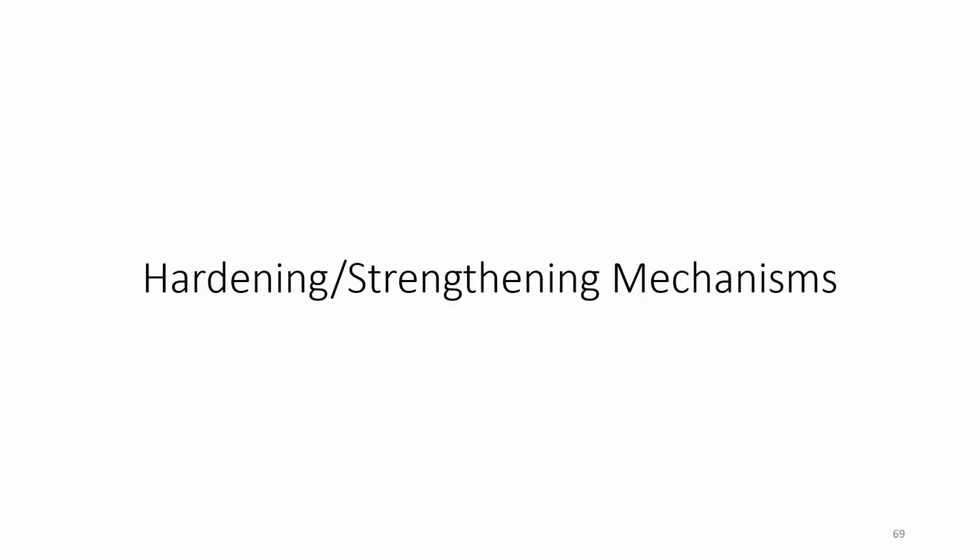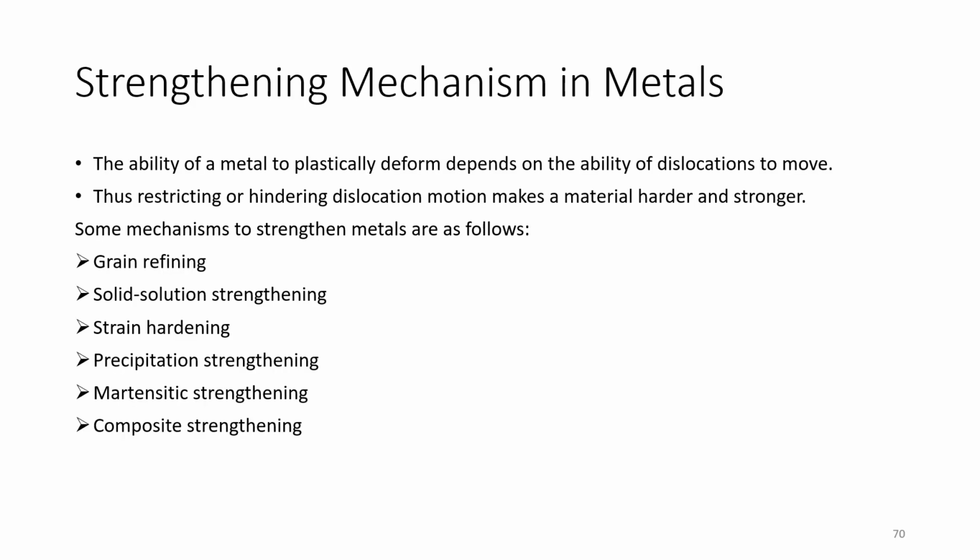Okay, next up we went through some strengthening mechanisms. The ability of a metal to plastically deform depends on the ability of dislocations to move. Thus restricting or hindering dislocation motion makes a material harder and stronger. Some mechanisms that strengthen metals are as follows: first is grain refining, second is solid solution strengthening, third is strain hardening, then precipitation strengthening, martensitic strengthening, and composite strengthening.